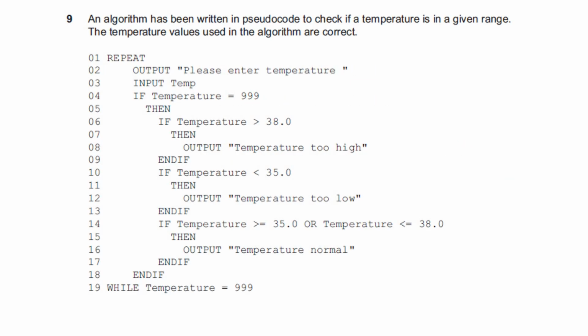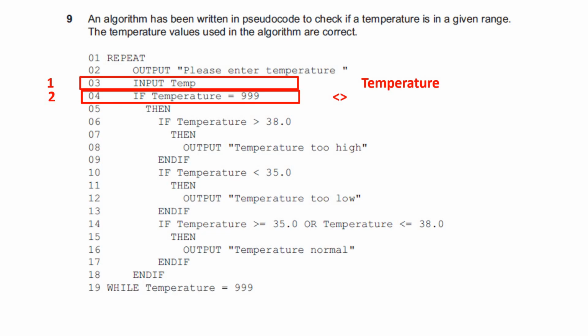An algorithm has been written in pseudocode to check if a temperature is in a given range. Identify the errors so the temperature values used in the algorithm are correct. Number one is input temp. Here it should be temperature, because at line number 4 the variable temperature has been used. It must be the same in all the statements. Line number 6, temperature, line number 10, temperature, line number 14, temperature. This temperature is used, that's why the input should be the same variable.